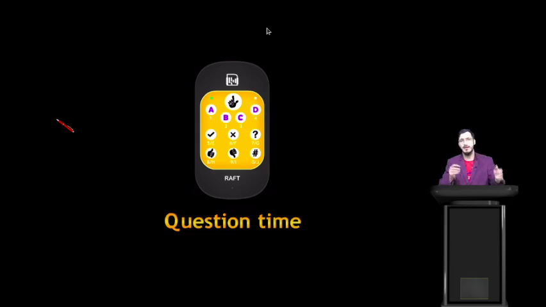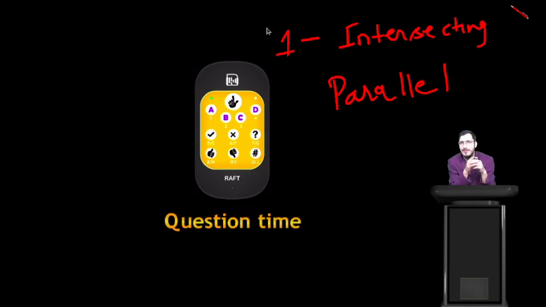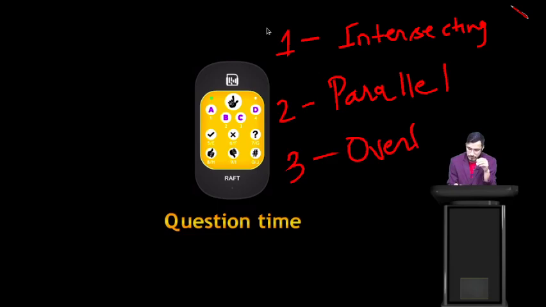Now students, let's summarize what we have learned today. Today we learned the graphical representation of a pair of linear equations in two variables. We have three situations. One is intersecting lines. Second, parallel lines. And third is overlapping lines.